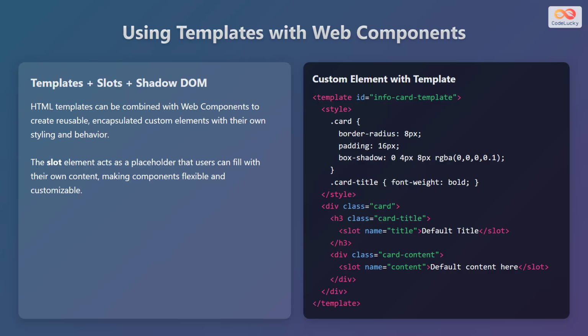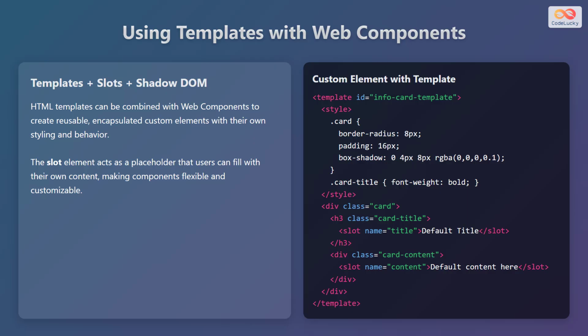HTML templates can be combined with web components to create reusable, encapsulated custom elements with their own styling and behavior. The slot element acts as a placeholder that users can fill with their own content, making components flexible and customizable. Here is a custom element with a template. Enclosed within the template tag, we have defined the styling for the card class, like border radius, padding, and box shadow. We also have defined the style for the card title, specifically its font weight.